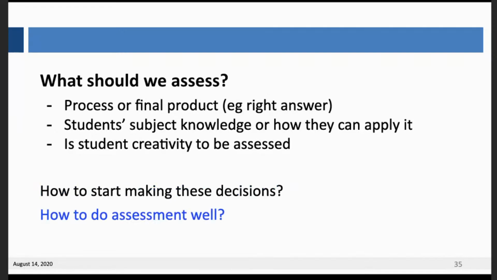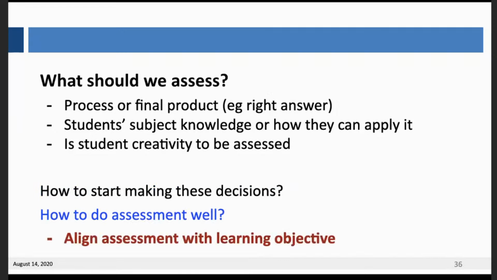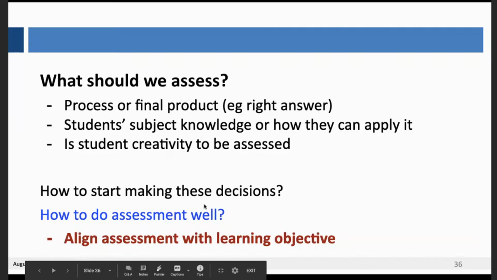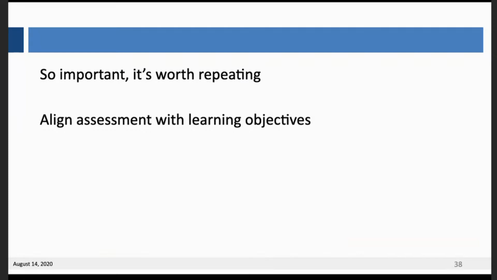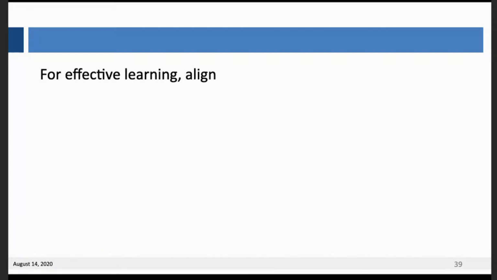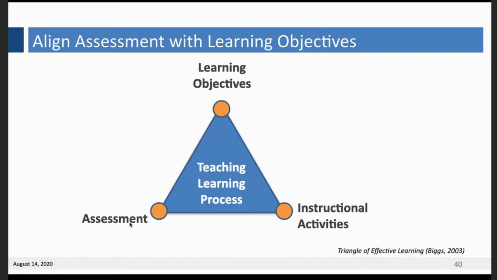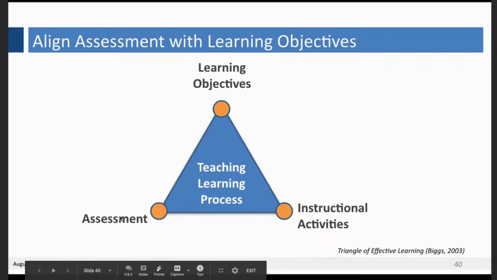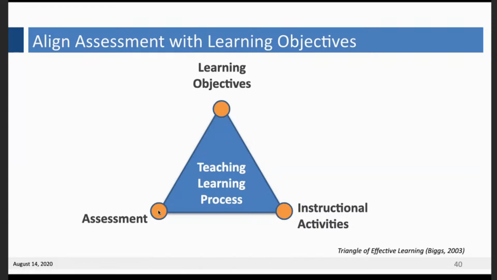Definitely, I assume that all of us are aware of this. We need to align assessment with the learning objective, correct? That's a very apt way to do it. So it is important to repeat: align assessment with learning objective. For effective learning, we need to align learning objectives with assessment. So this is a triangle of effective learning, and these are the three major elements: learning objective, instructional activities, and assessment. So for effective learning to take place, we need to align learning objectives with the assessment.